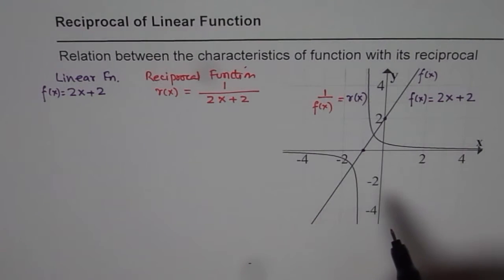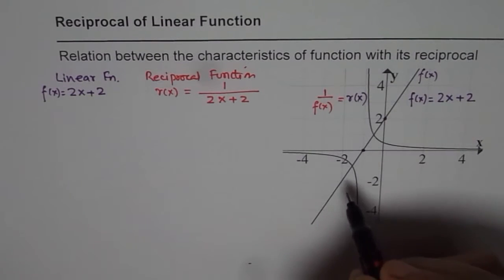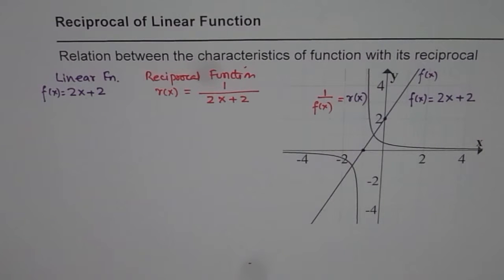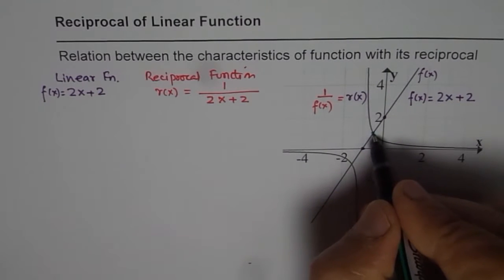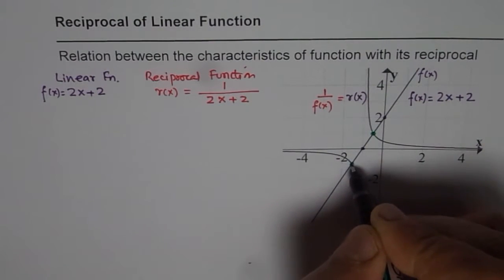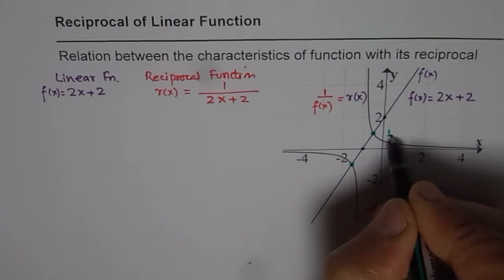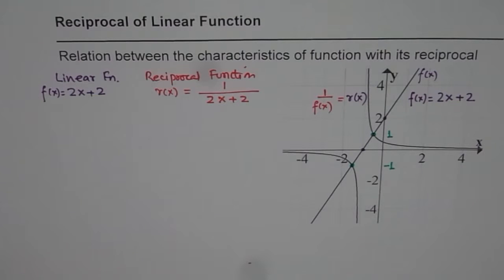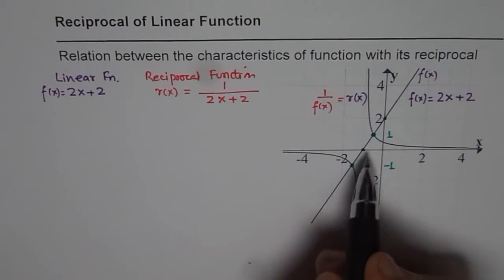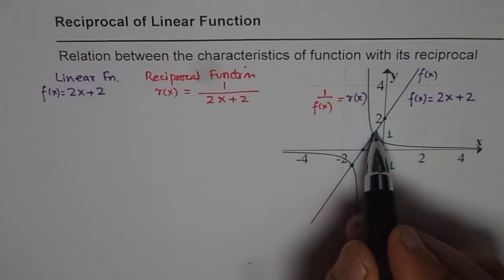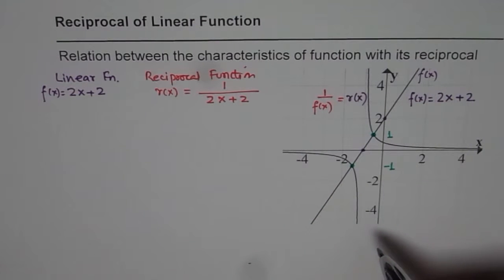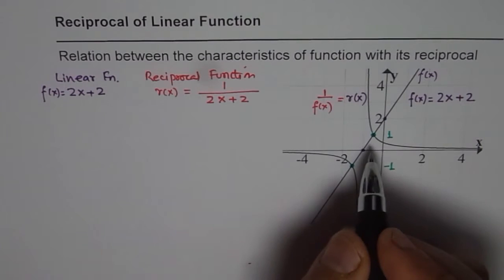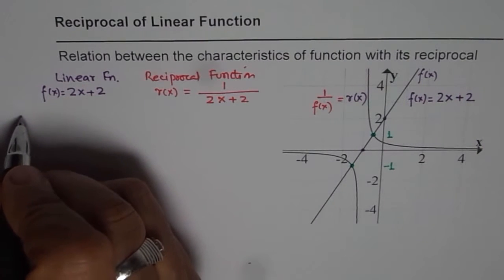Now let us look into some characteristics of both these functions. We'll begin by the point where they intersect. Okay, so the point where they intersect is where the y value is either 1 or minus 1. Do you see that? At these points y value is 1, and here y is minus 1, right? These points are called invariant points, right? They are exactly same points on both the functions.